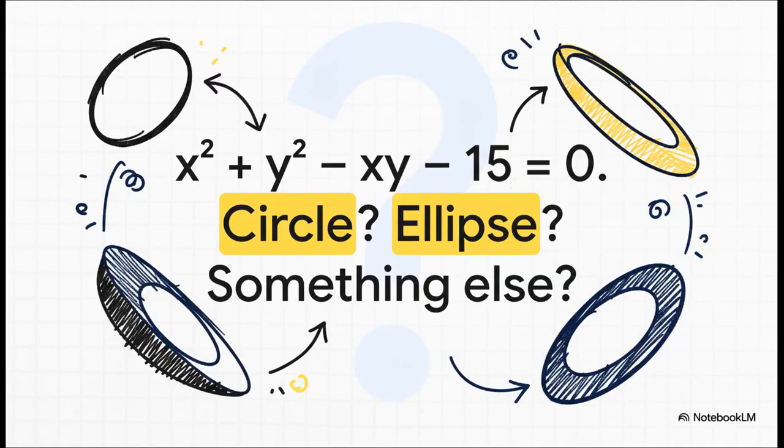You see the x squared, you see the y squared, and you're probably thinking, okay, I know this. But then, bam, there's this minus xy term smack in the middle. What is that doing there? That one little term complicates everything. So what are we looking at? A circle? An ellipse? Let's figure it out.